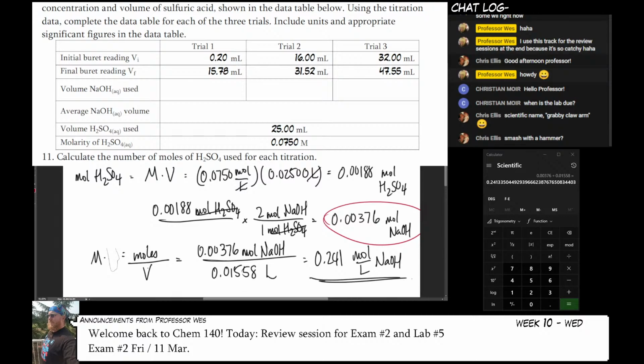So now you can do trial 2 and trial 3 and see how close you get. Noting that the only thing that changes for each trial is this, because this is the volume of NaOH that was used, right? So that's going to matter for what you calculate in the data table. Alternatively, you can figure out what all the volumes are for each trial. Because, again, that's the only number that you really are changing, this one I've circled here. You can then plug in the average volume and get a result there.